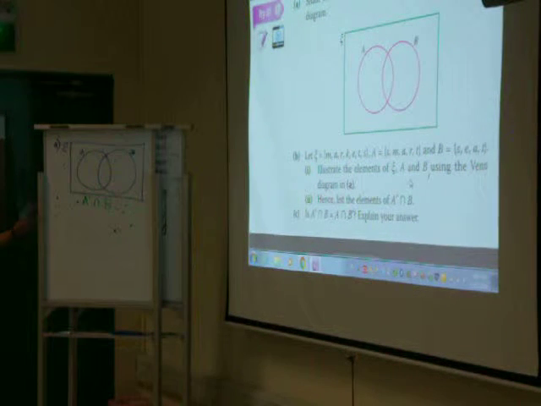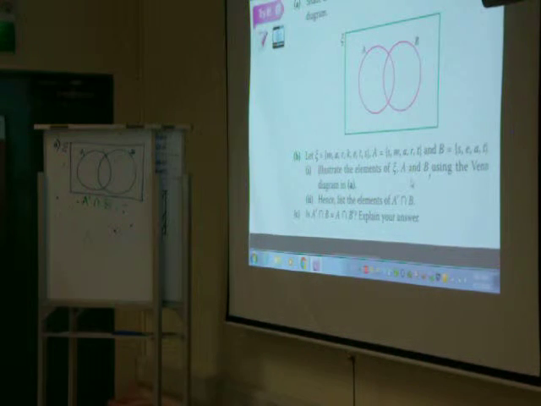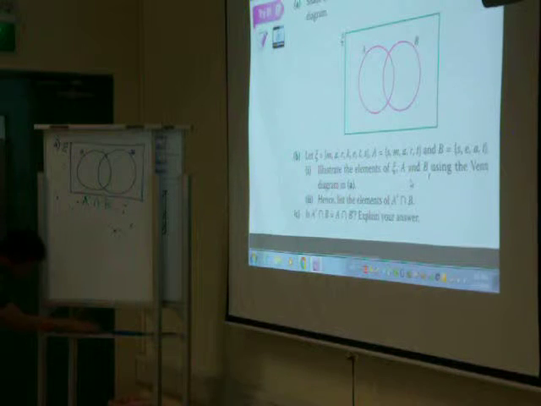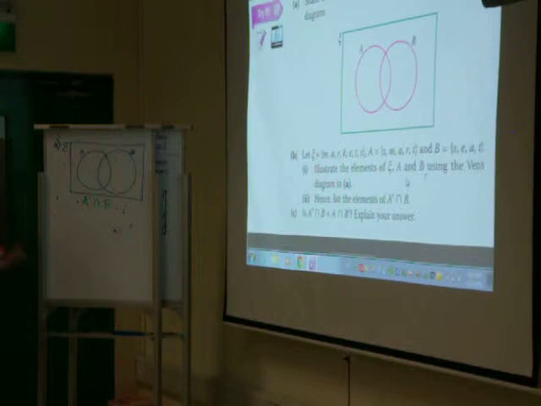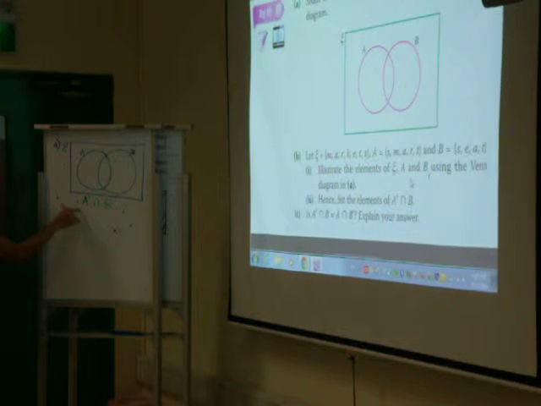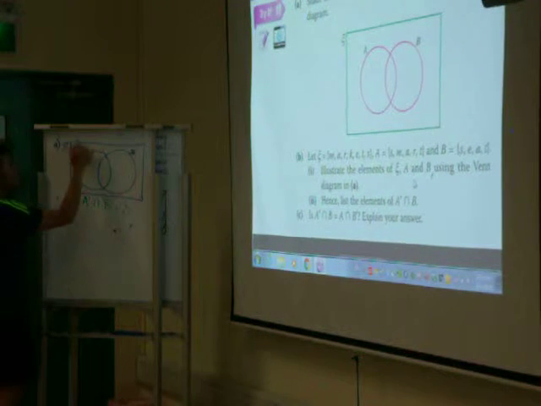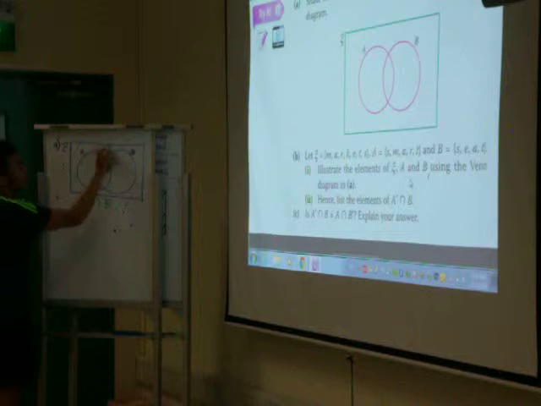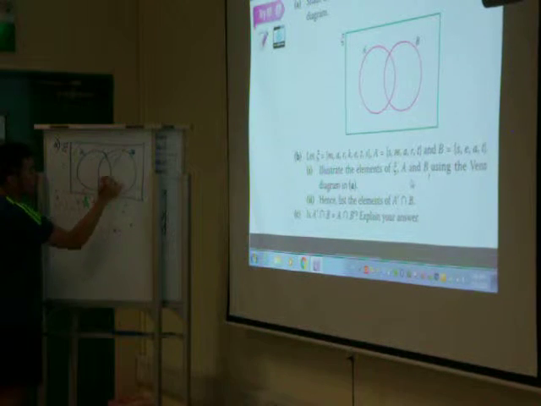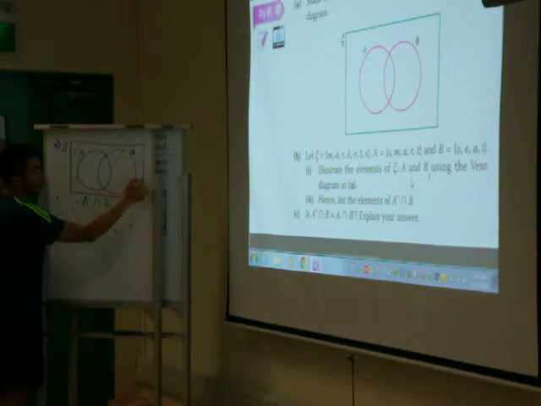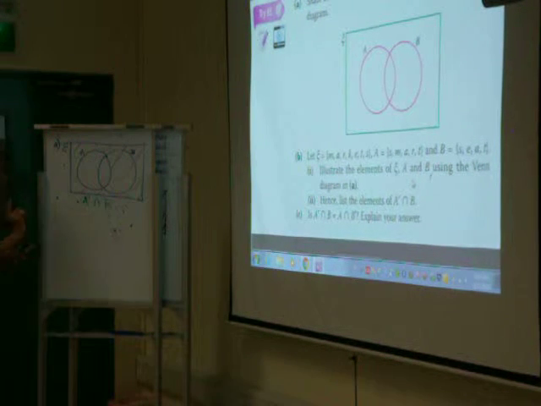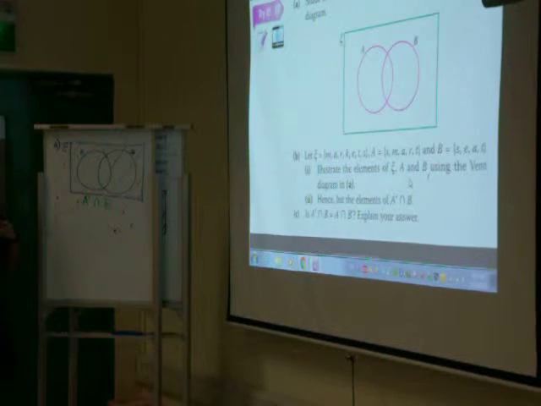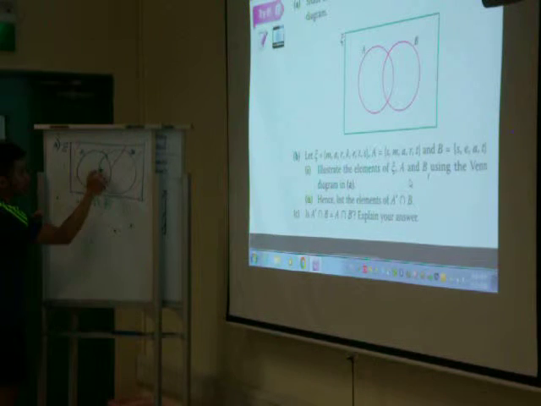Look here. For beginners, if you are not a visual person, if you really need to do what I do, you can go ahead. I want A prime. Where is A prime? I just draw everything outside A, correct? But then I also want B. So let's say I use a different color for B, everything inside B.